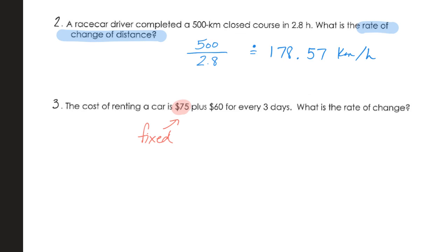Now, as we work through that, the rate of change isn't so descriptive to me. It doesn't tell me what rate of change to calculate. However, we can see that information: it's $60 for every 3 days. So we could take that $60 and divide it by those 3 days, and hopefully we end up getting $20 per day. And there's our rate of change.